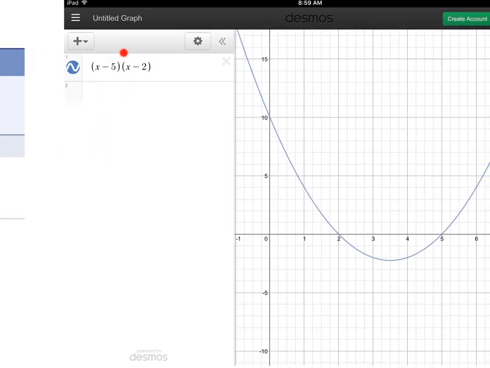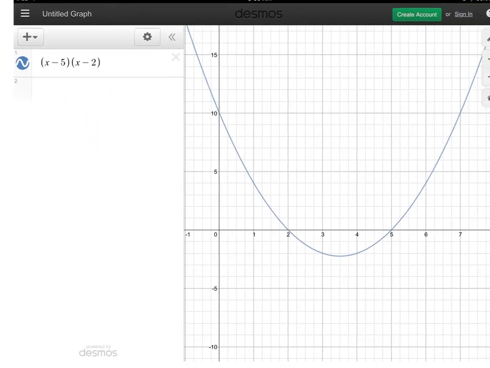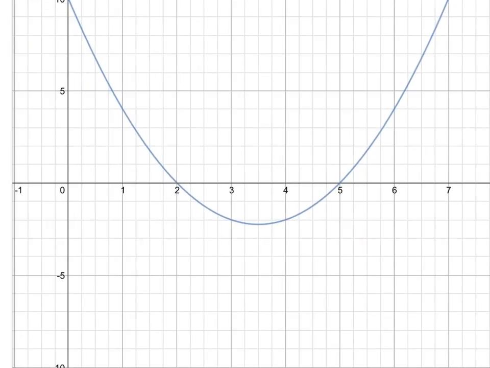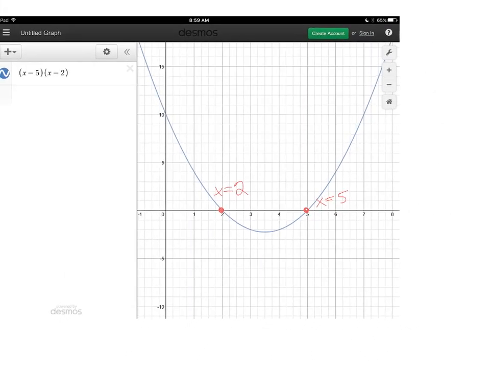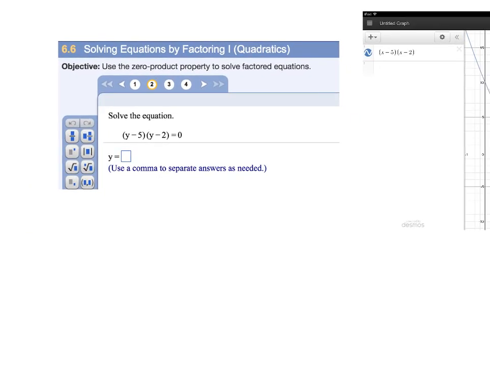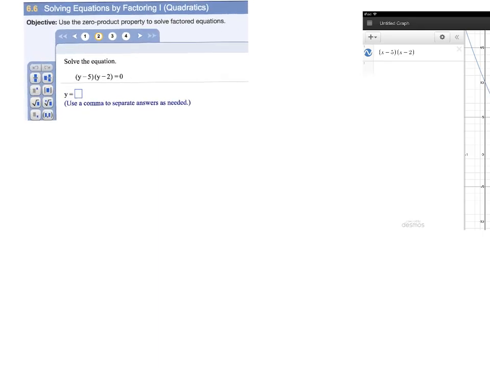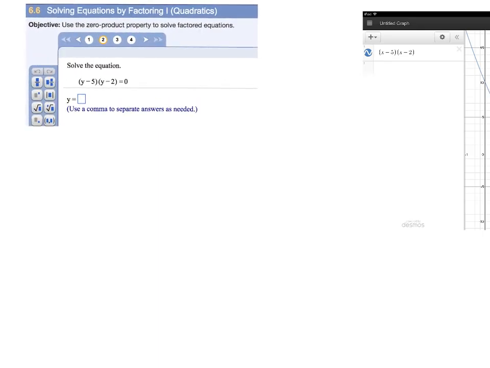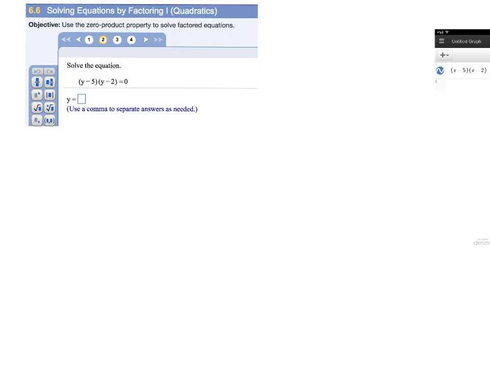And when we do that, you'll notice down here that our parabola crosses right here and right here, at x equals 2 and x equals 5. So there are our answers. So Desmos has already done the work for us. So we know the answer is 2 and 5. But we are going to do the work algebraically also, because it's not always going to work with Desmos, because the answer might at some point be a fraction.